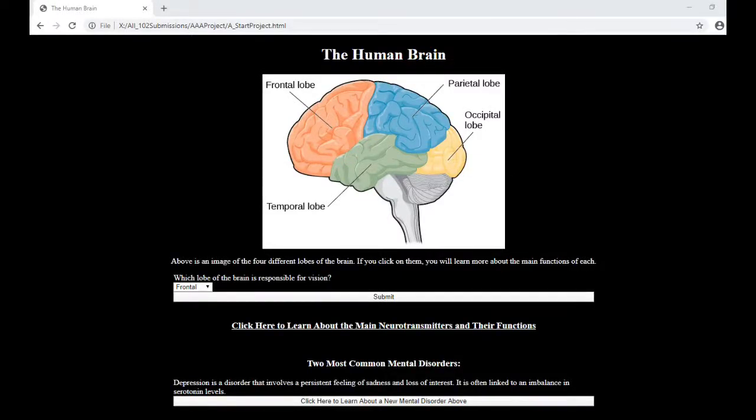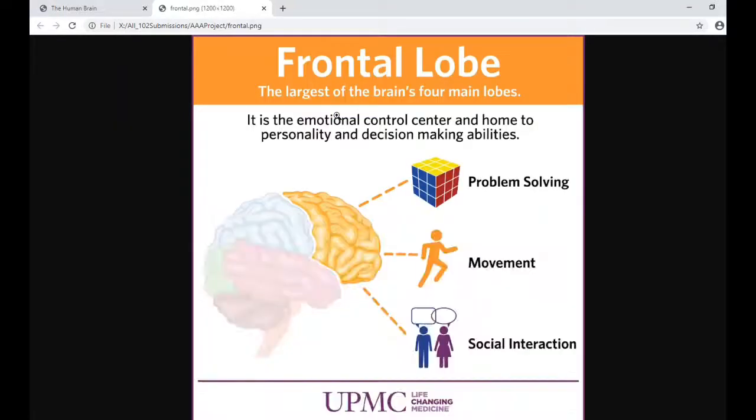Here is my website on the human brain. So here is a diagram of the 4 lobes of the brain. And if we click on the frontal lobe, it will tell us the function of it. It is the emotional control center and home to personality and decision-making abilities.